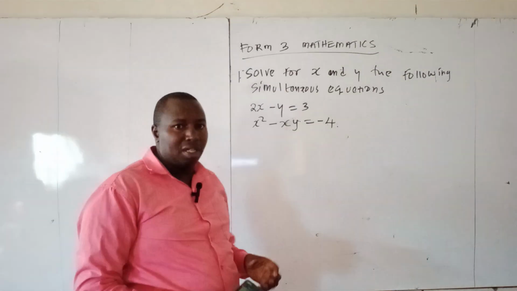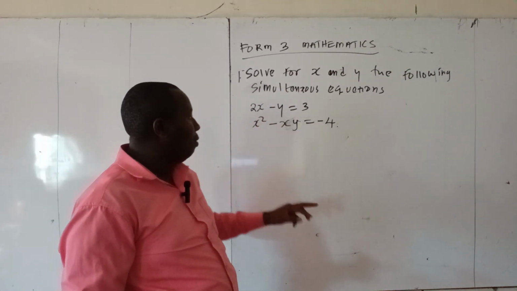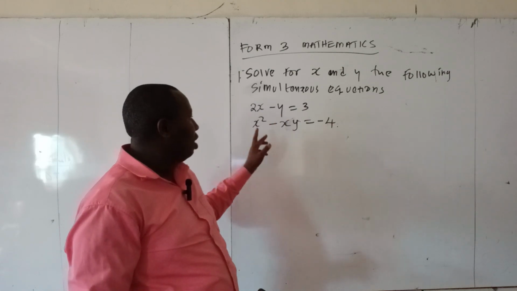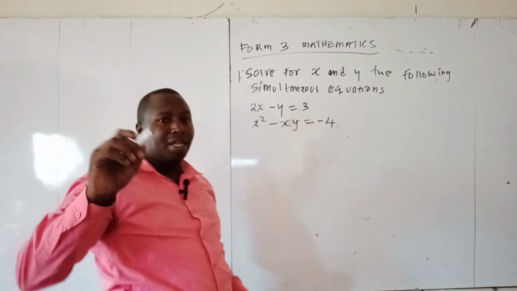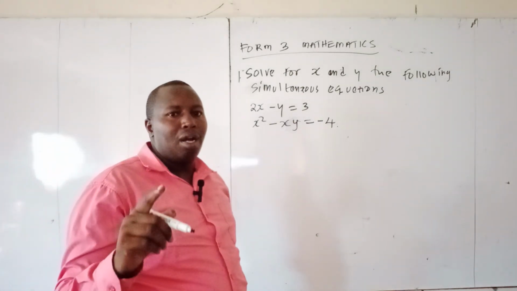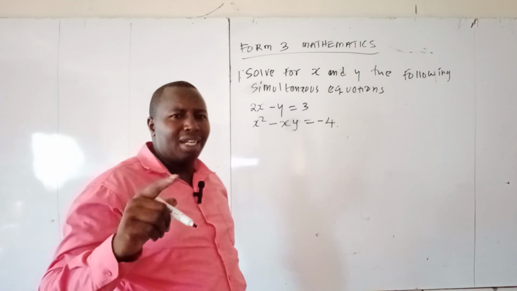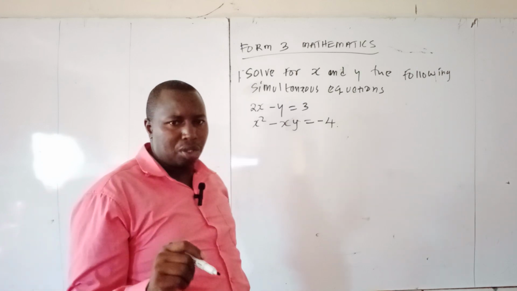So when the question is provided here, we have the question as 2x minus y equals 3, and x squared minus xy is equals to minus 4. So let's see how you solve this question. How to solve a linear equation and a quadratic equation at the same time. That is a simultaneous equation.